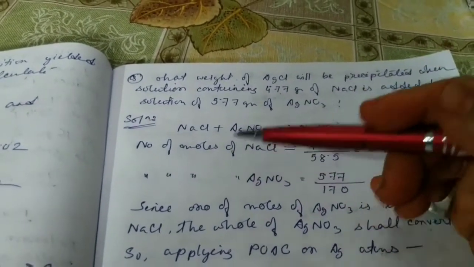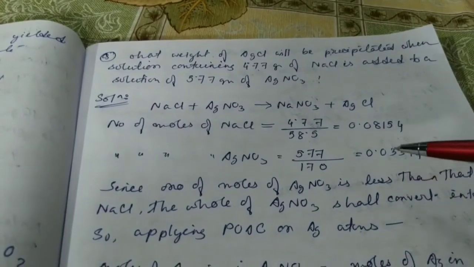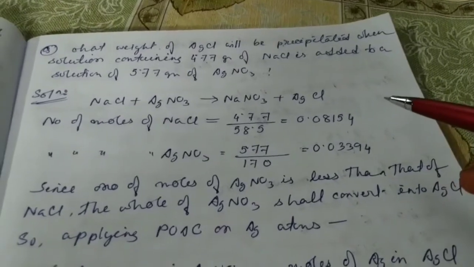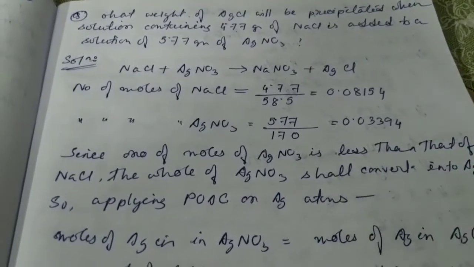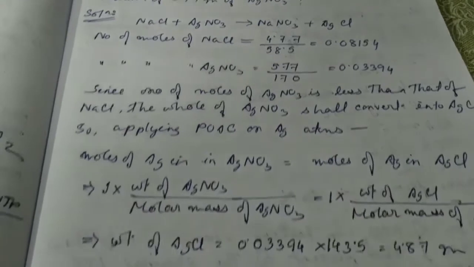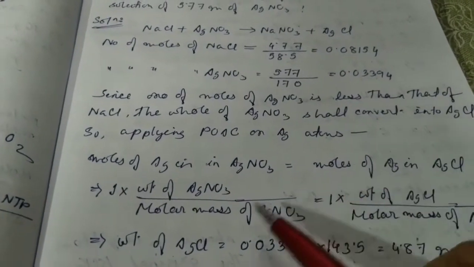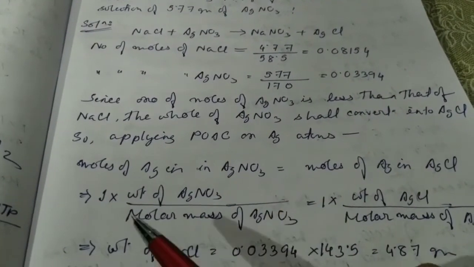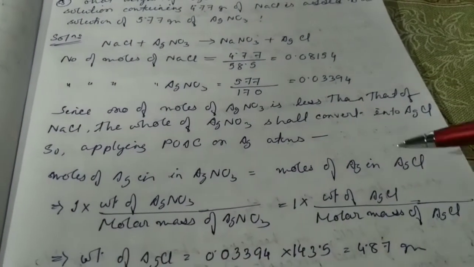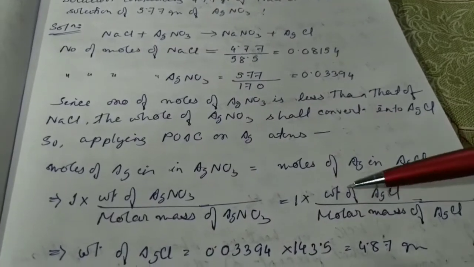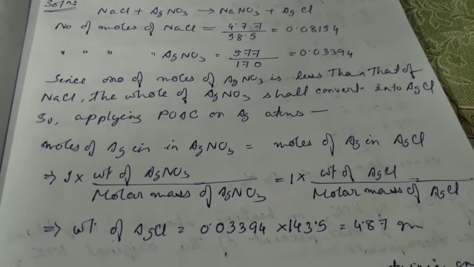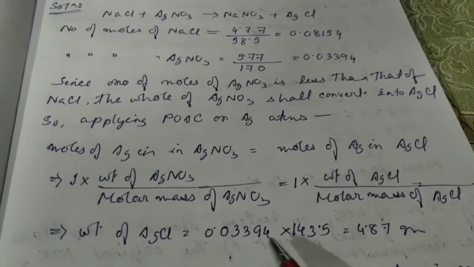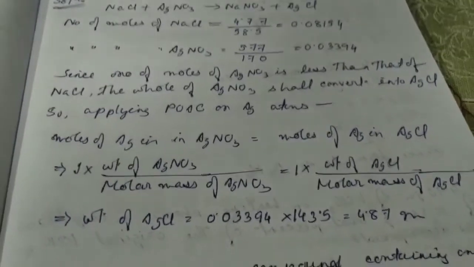So now, as you can know, AgNO3 has been converted completely. So you apply POAC on Ag atoms. POAC on Ag atoms gives moles of AgNO3 multiplied by its atomicity equal to moles of AgCl multiplied by its atomicity. So finally, the weight of AgCl you can find out by using all these things as 4.87 gram.